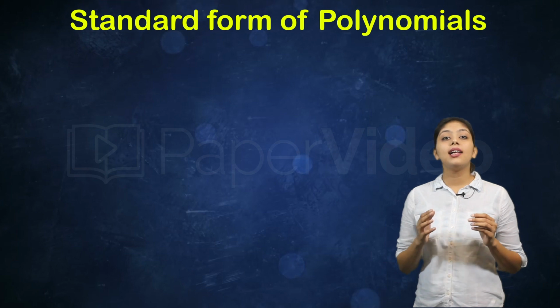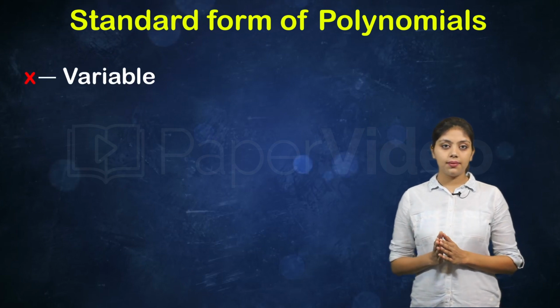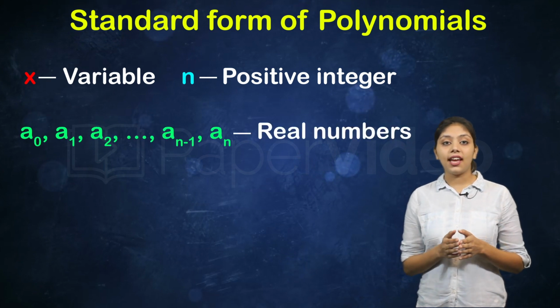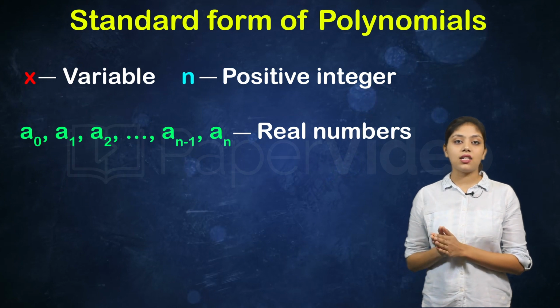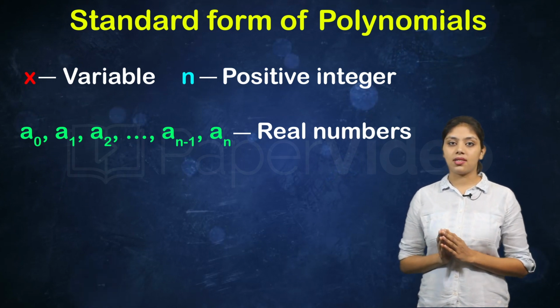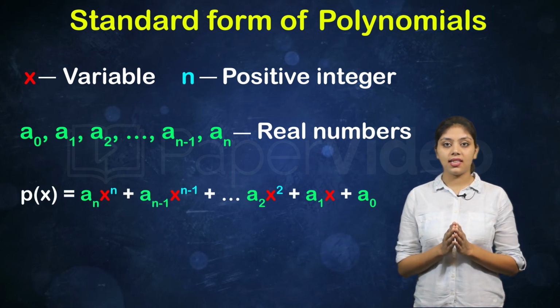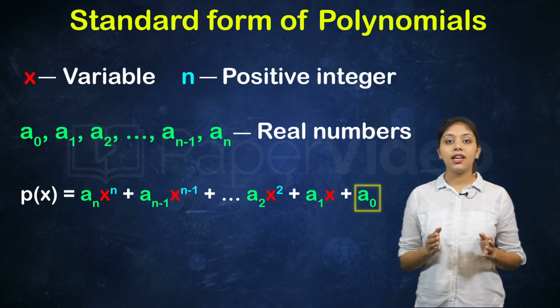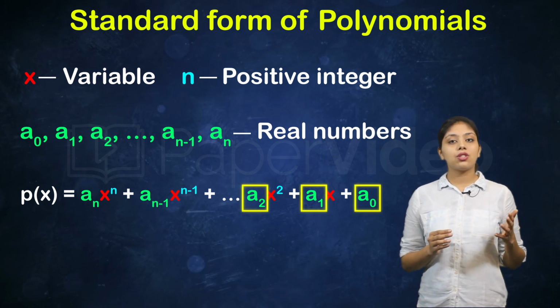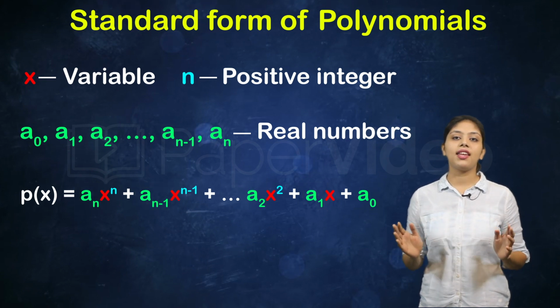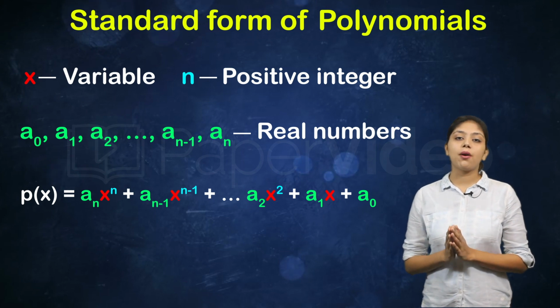Now, since we have understood the meaning of a polynomial, let us now define the standard form of a polynomial. Let us consider x as a variable, n be any positive integer, and a0, a1, a2, and so forth, an-1, an be the real numbers. Then, we can define the standard form of a polynomial as p of x equal to the expression. Here, a0, a1, a2, and so on, an-1, an are coefficients of different powers of the variable x. This is the standard form of a polynomial.